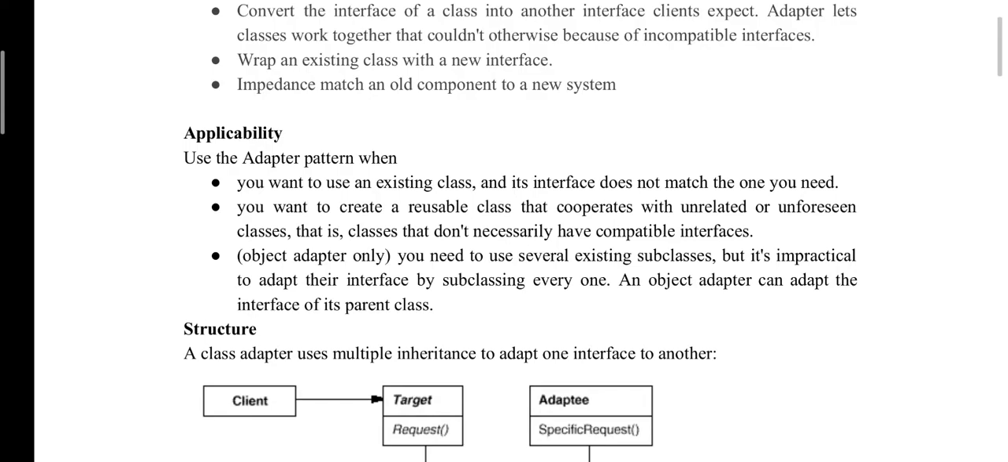For example, whenever you want to use the various subclasses but it is impractical to adapt their interface by subclassing every one. So an object adapter can adapt the interface of its parent class. In that case also you can use the adapter design pattern.